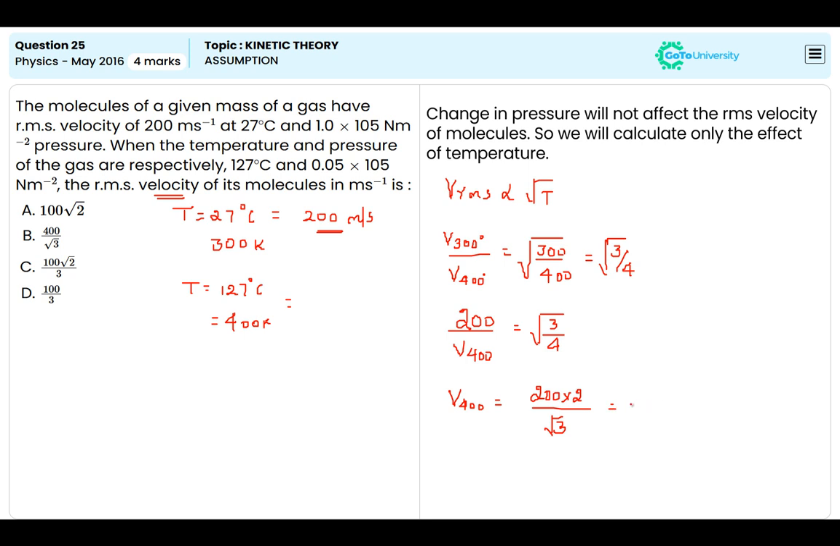So the final answer is 400 divided by root 3, which is the RMS velocity at 400 Kelvin. So option B is the right answer.